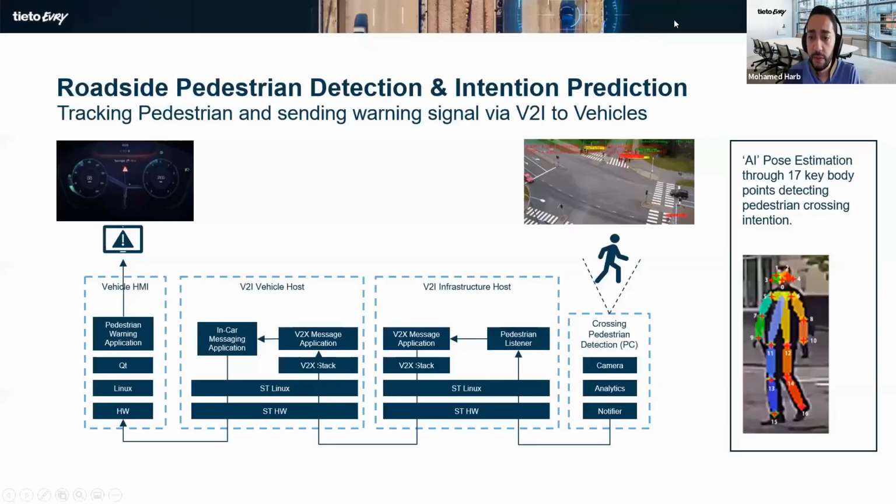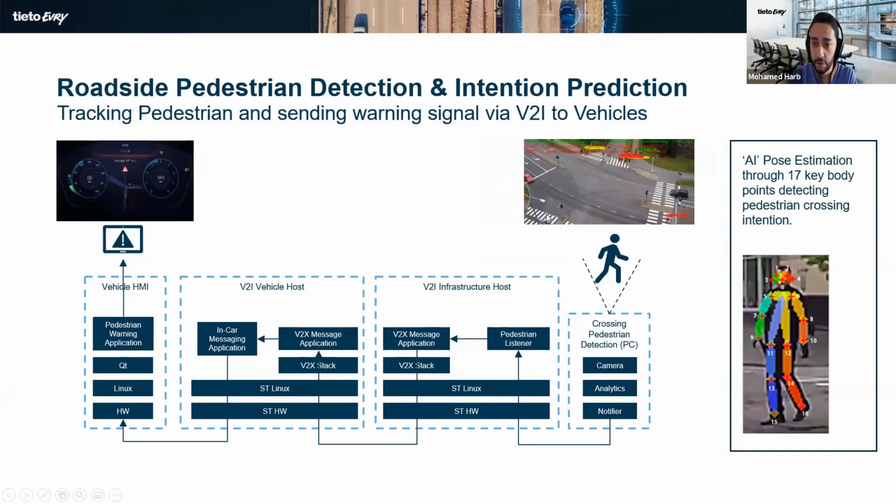This is one of the projects we did in Tieto. This was in Finland, in the city of Tampere. On the right-hand side, we had some cameras mounted on the roadside, which were able to do pedestrian intention prediction using AI, using pose estimation. With that, we were able to see the intention of the pedestrian, whether they are going to cross the road or not.